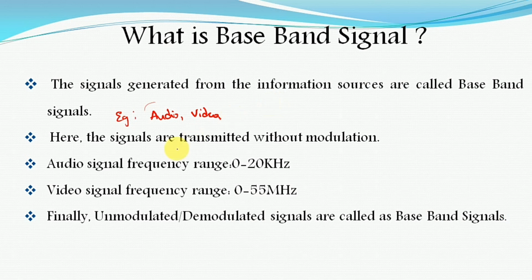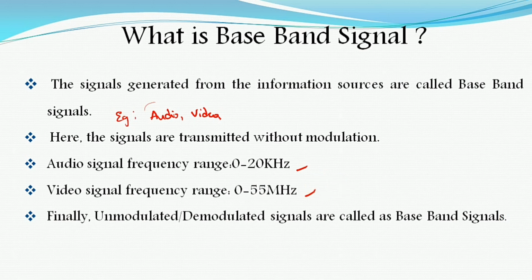If you consider the audio signal frequency range, it is of the order of 0 to 20 kHz, whereas the video signal frequency range is 0 to 5.5 MHz. Therefore, we can say that the baseband signals are nothing but the signals that are generated from the information sources, or the unmodulated and the demodulated signals are called as baseband signals. These are the original signals that are generated from the information source, but these signals will not transmit directly through a wireless channel because of certain problems. So for this we have to modulate the signals.